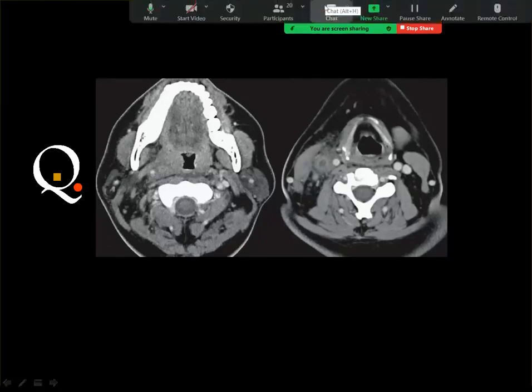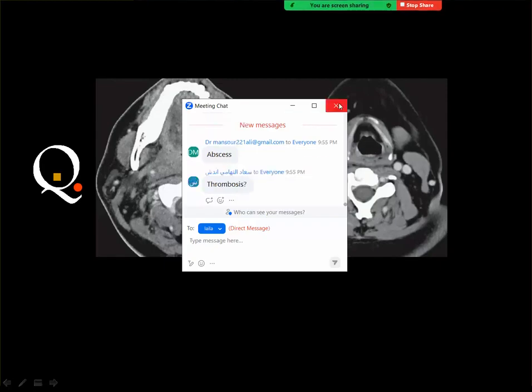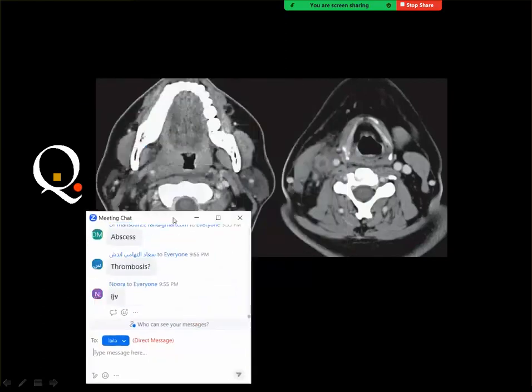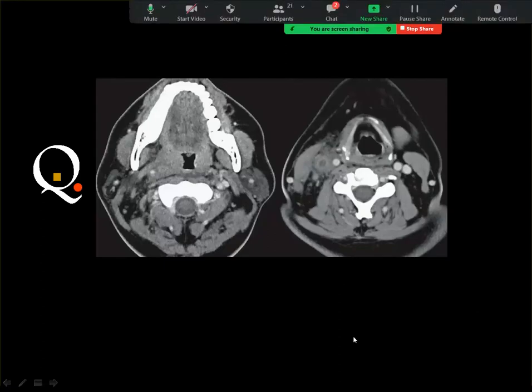And what do you think about this case? Abscess, no. Thrombosis, yes. Of what? Thrombosis of what? Yes, yes, right. And this thrombosis is known as Lemierre syndrome.